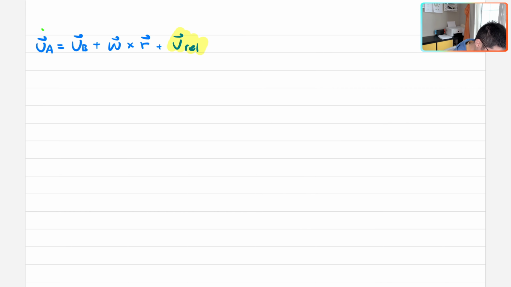We've got VA, we've got VB, and we've got omega. And we need to do a quick calculation for the R vector. Okay, R vector is pointing from the center of the rotation to the point of interest, which is A in this case. So R is RBA, or this is the same as A relative to B.